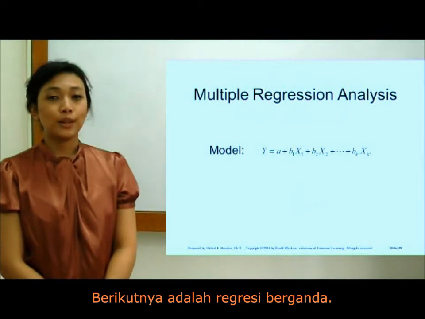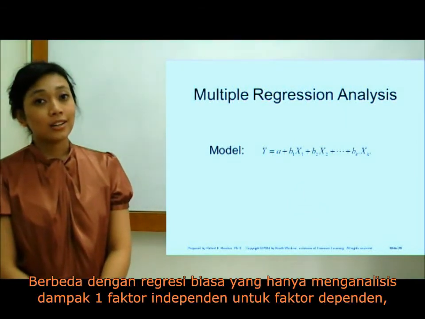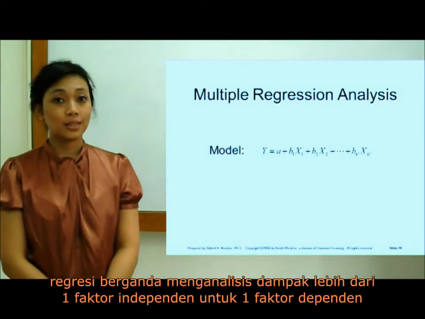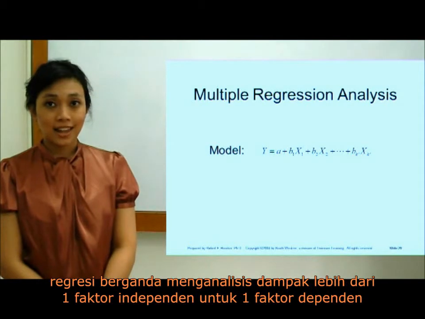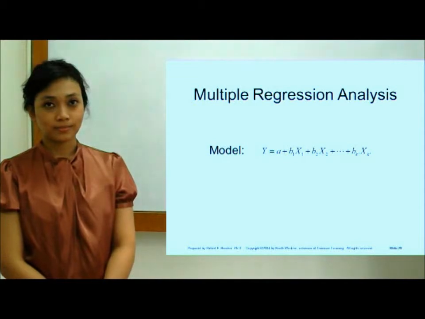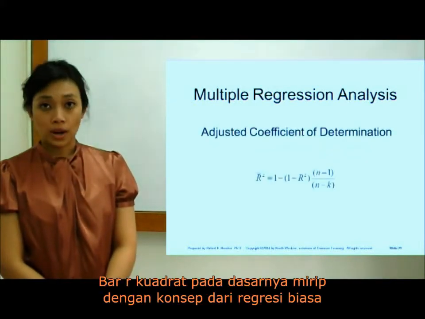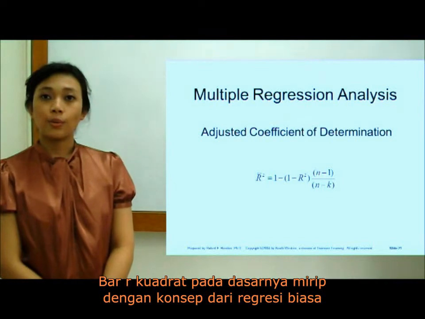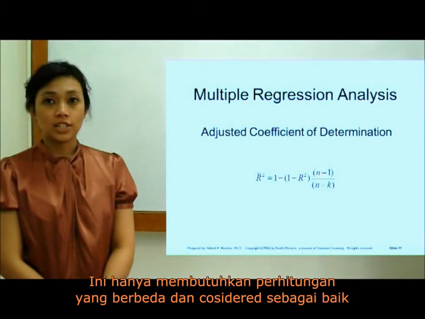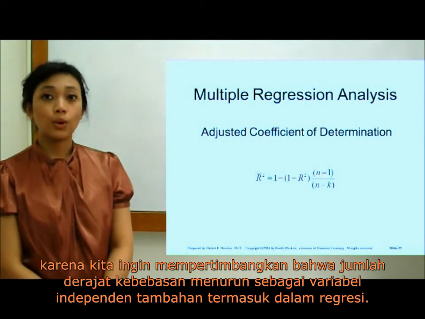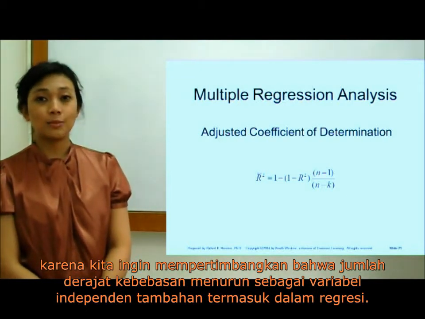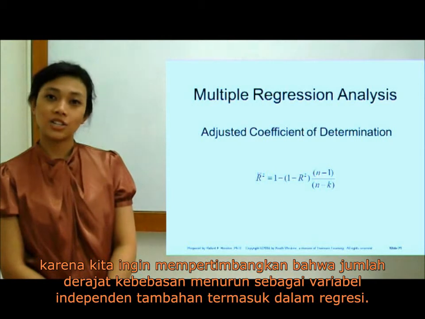Next is multiple regression. Different from ordinary regression, which only analyzes the impact of one independent factor on the dependent factor, multiple regression analyzes the impact of more than one independent factor on one dependent factor. The R bar squared is basically similar to the concept from ordinary regression. It just requires a different calculation and is considered better because we want to consider that the degrees of freedom decline as additional independent variables are included in the regression.